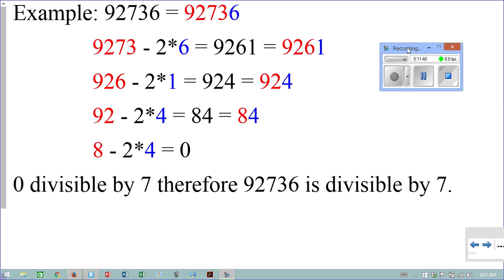Now, if you are interested in divisibility by 11 and 13 and how that stuff works, that'll be in the next video.